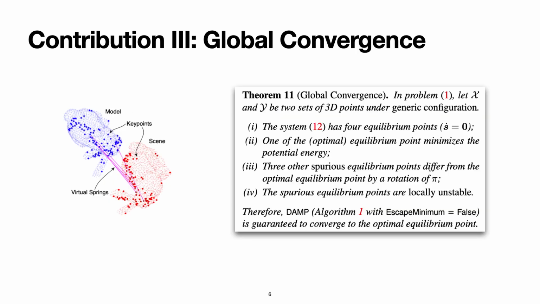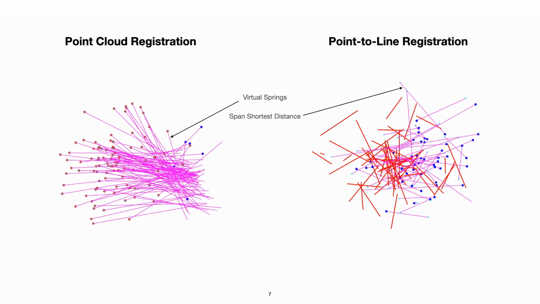Our third contribution is to prove a non-trivial and somewhat surprising result. That is, in the point cloud registration problem, DAMP is guaranteed to converge to the equilibrium point that is globally optimal for the primitive registration optimization problem. Empirically, we observe that DAMP almost always converges to the globally optimal solutions across multiple pose estimation problems.